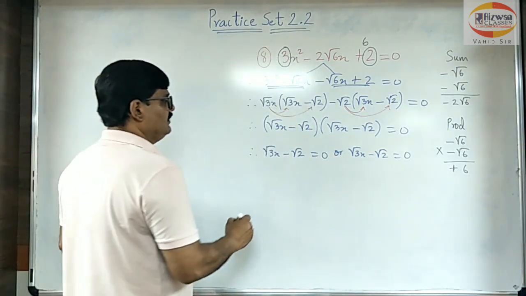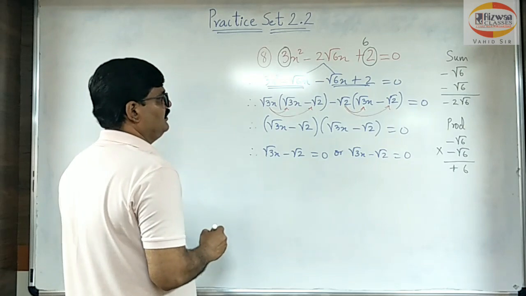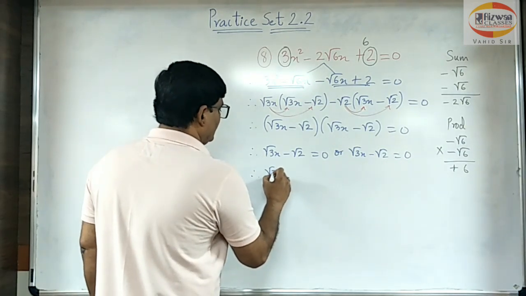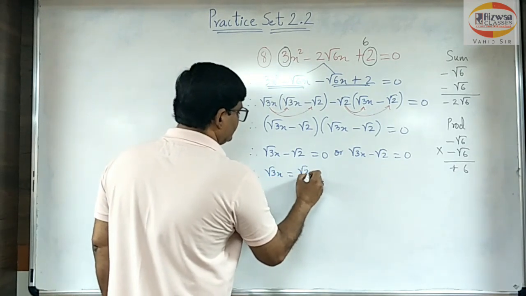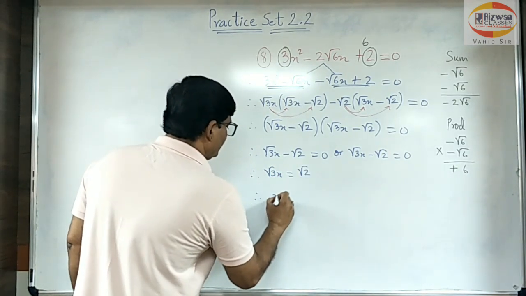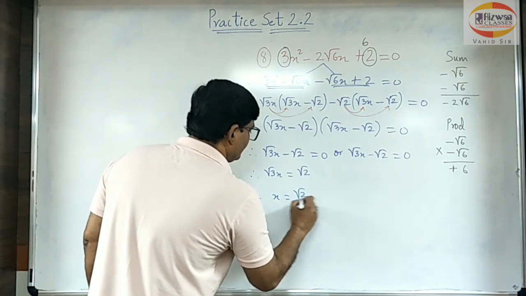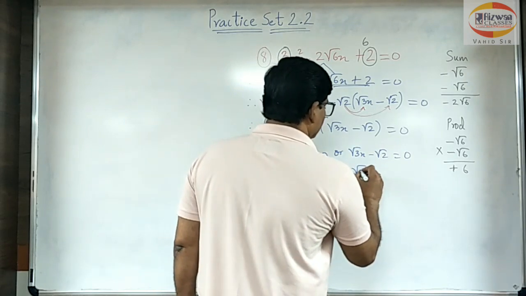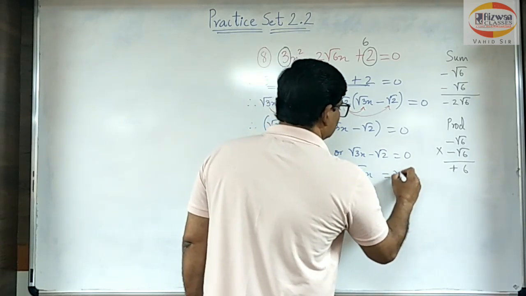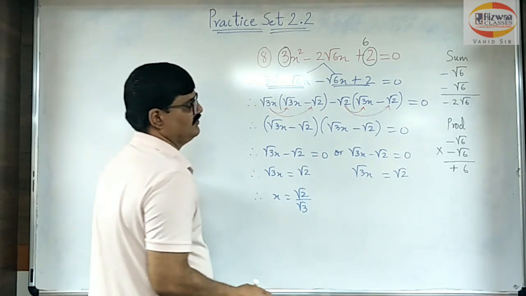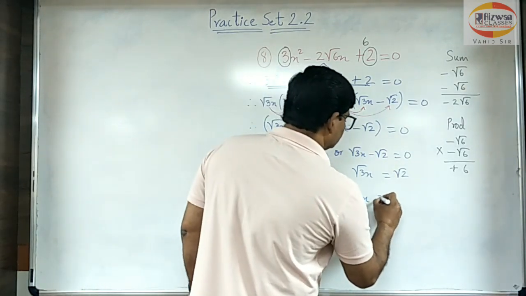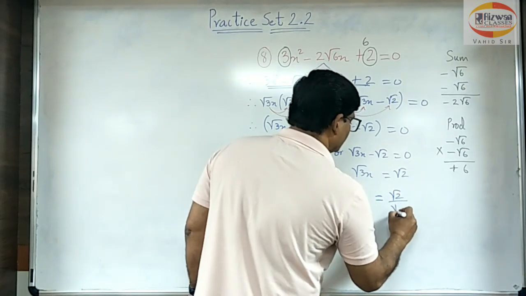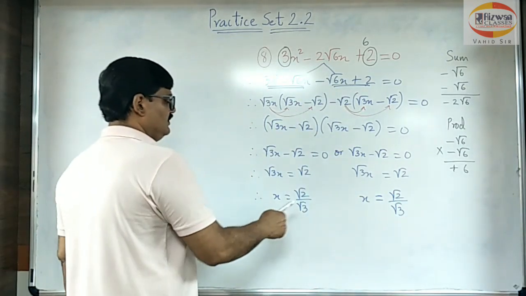Yes, so therefore you will be getting the answer over here: root 3x is equal to root 2, minus 2 will go, that will become plus 2, and x is equal to root 2 upon root 3. Same thing will be coming over here. Root 3x is equal to root 2, minus root 2 will go, that will become plus root 2, and therefore x is equal to root 2 upon root 3.